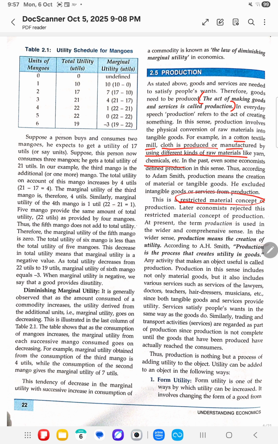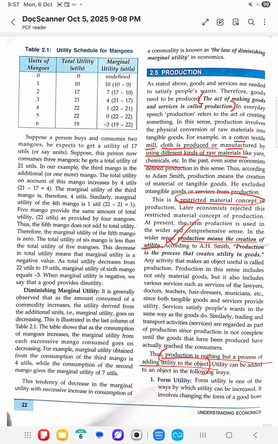Okay, materialistic concept of production means that it is only talking about making materials, right? But production itself, the word production in economics means a lot more than that. So we shift to the next definition, which means production is the creation of utility. Or we can say production is nothing but a process of adding utility to the object. So any object that is being produced, what are we adding to it? We are adding utility. Okay.